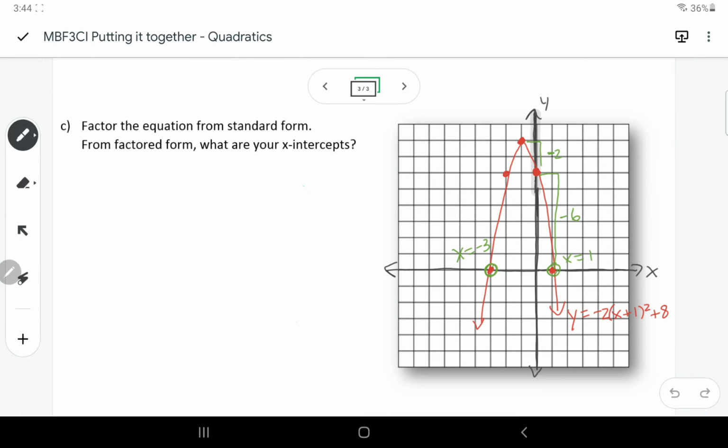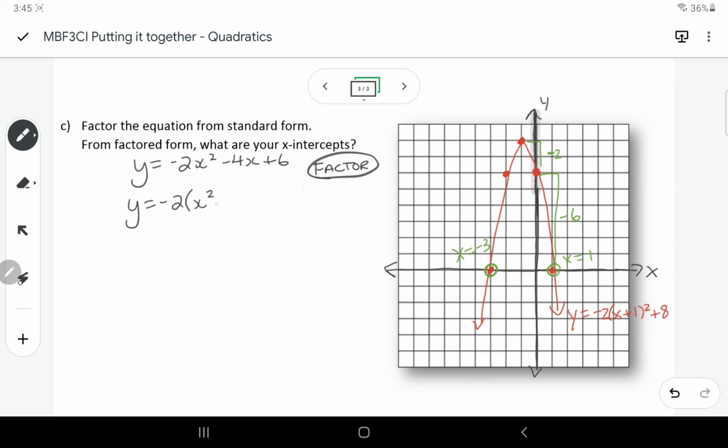So now the last piece says take that equation from standard form, so y equals negative 2x squared minus 4x plus 6, and put it into factored form. So we're going to factor this. And the first step with factoring, if you have a number in front, you have to divide that out of all of the terms. Get it put out front so that it's not affecting your regular equation here.